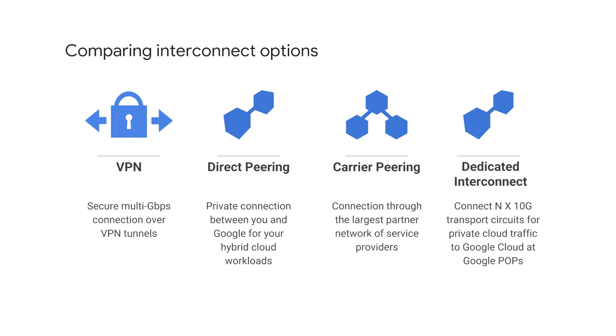GCP also offers a variety of ways for you to interconnect your on-premises or other cloud networks with your Google VPC. It's simple to set up a VPN, and you can use Cloud Router to make it dynamic. You can also peer with Google at its many worldwide points of presence, either directly or through a carrier partner. Or if you need a service level agreement and can adopt one of the required network topologies, use Dedicated Interconnect.